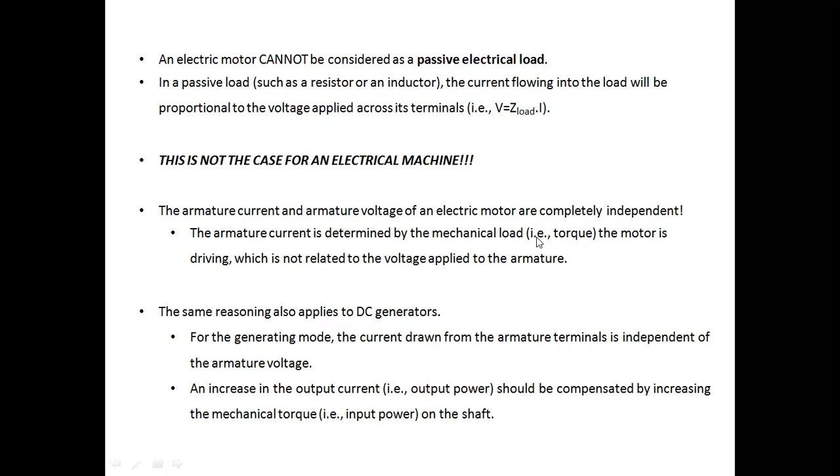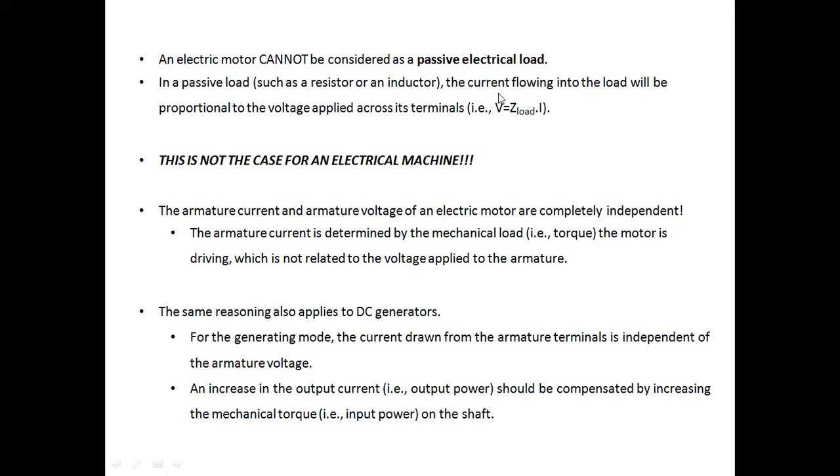So what we are saying here is the armature current is determined by the torque, which is not related to the voltage which we are giving to the armature winding. For the same reason we can say the same about the DC generator. For a DC generator also we are supposed to generate the EMF, so the current drawn from the armature is independent of the armature voltage.